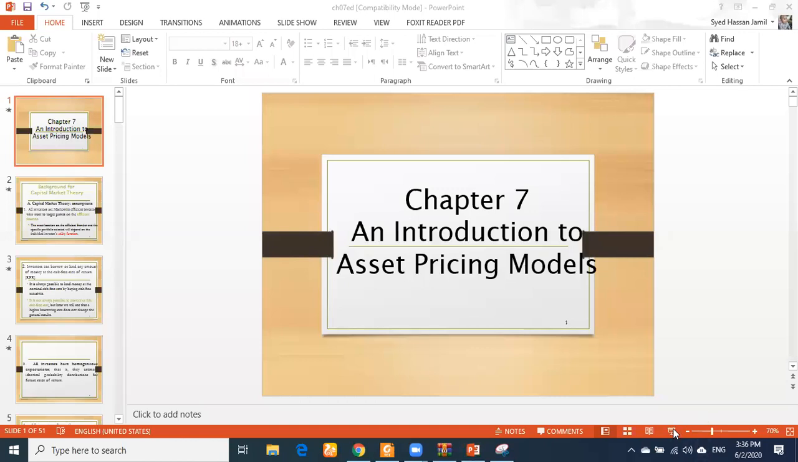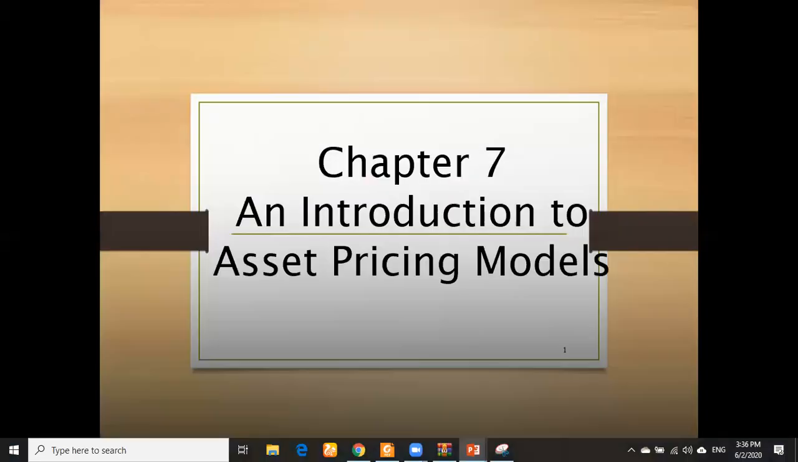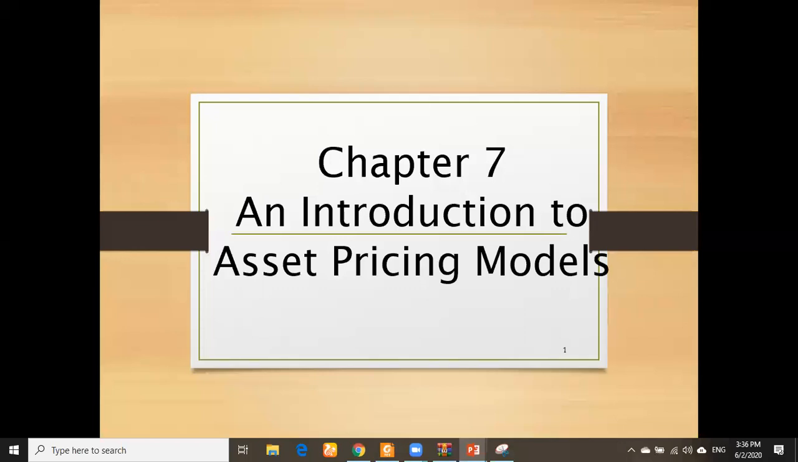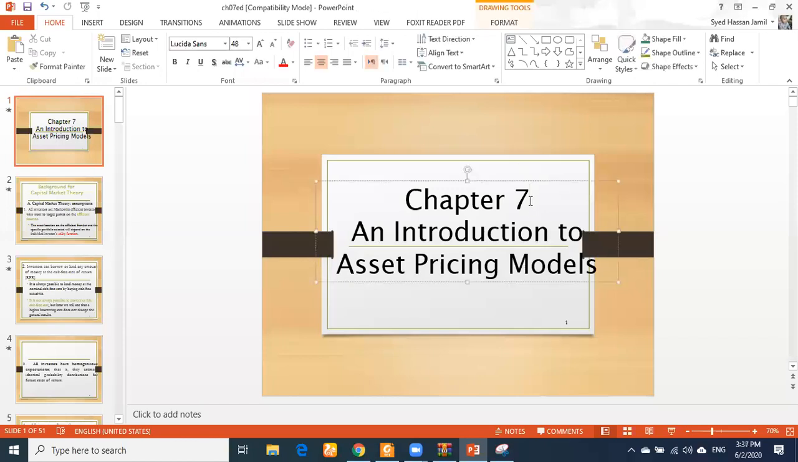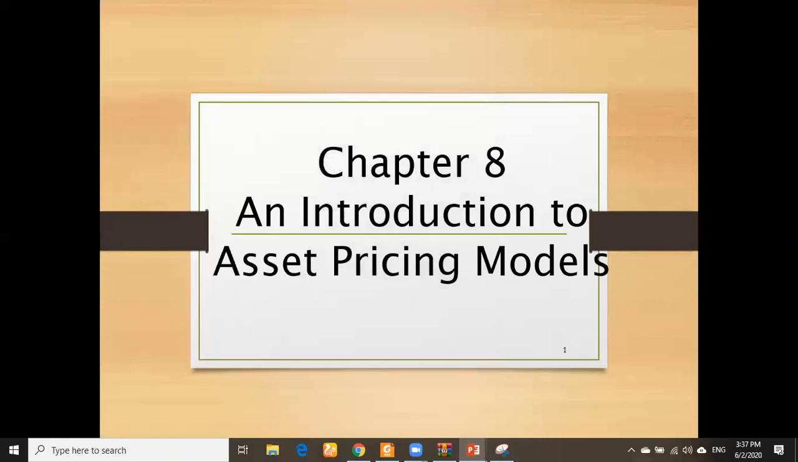All right, so this is our final chapter of this course. I will try to cover as much as I can, and whatever we cover in this chapter will be included in your final exam. This is chapter number 8 of your book, not 7. It is an introduction to asset pricing model.